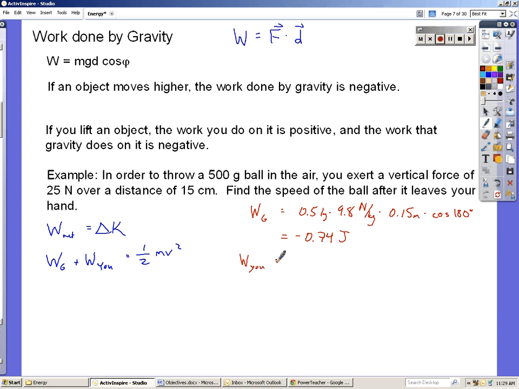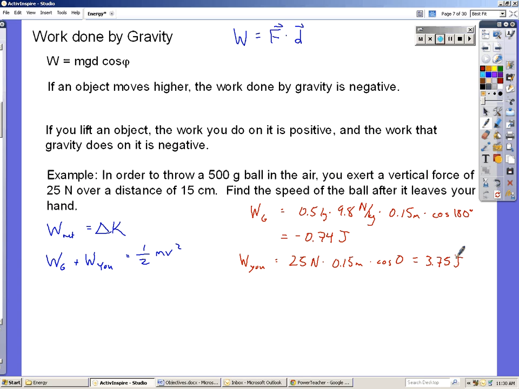The work that you do, on the other hand, is the force that you exert, 25 newtons, times 0.15 meters, times the cosine of 0, which is 1, because you're exerting an upward force and the displacement is also upward. And that works out to be 3.75 joules.